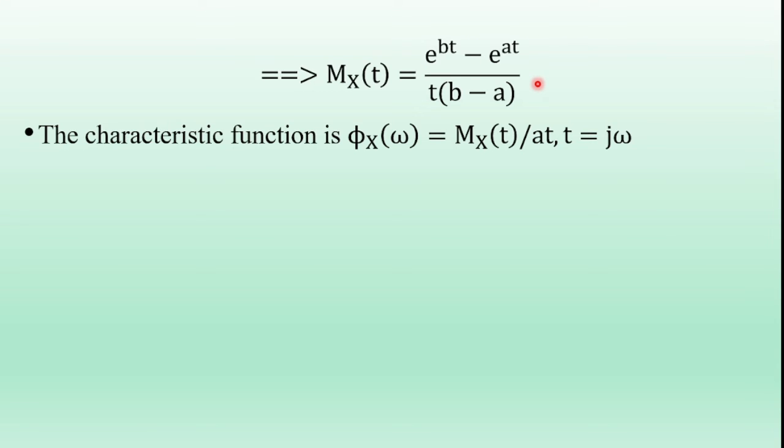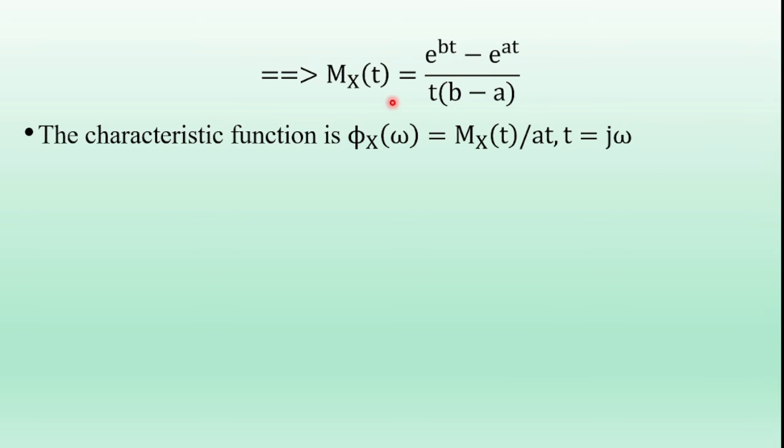Next we can derive the characteristic function of a uniform random variable. The characteristic function of the uniform random variable can be derived in two ways. One way is from the definition of the characteristic function, and the second way is to determine the characteristic function from the moment generating function of the random variable. Now we derive the characteristic function using the second method, from the final expression of the moment generating function.